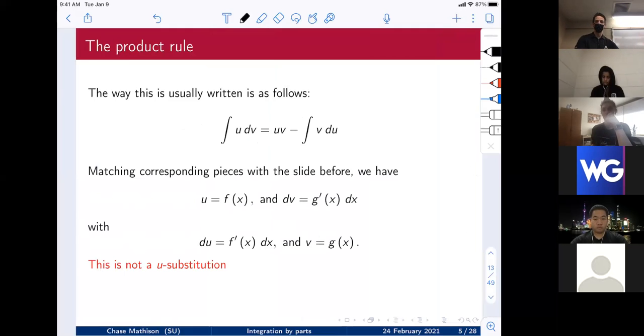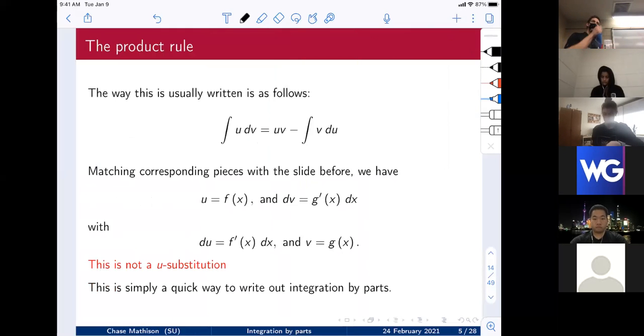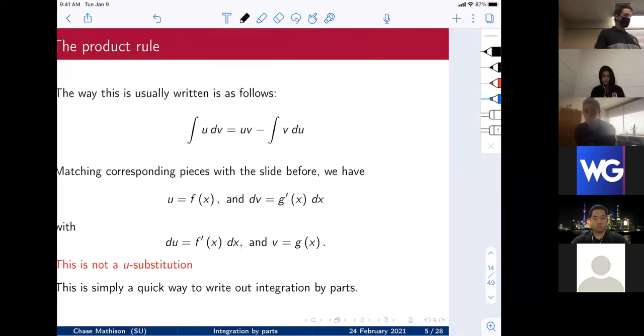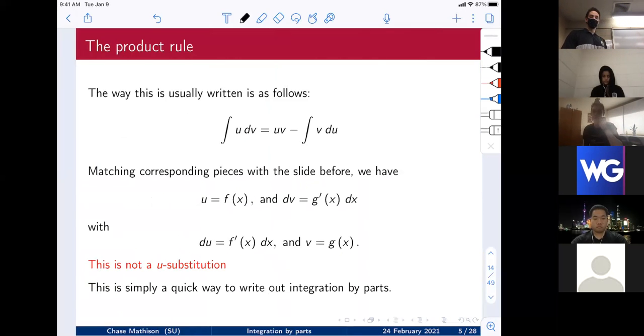It's a way to shorten the notation so I don't have to keep writing f of x and g prime of x dx. It's a much shorter way to write out integration by parts. So any questions about, again, I mean, this is it. This is what we're talking about for the next 2 days. These notes are going to take us through the end of class tomorrow, okay?